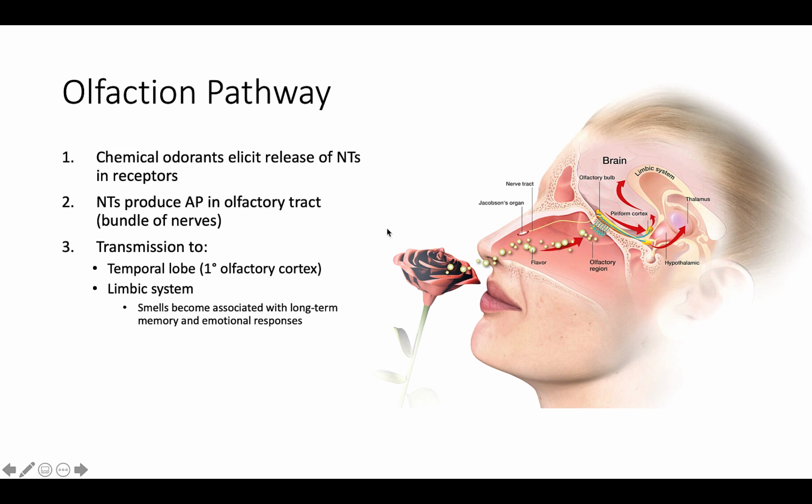So we have the chemical odorants eliciting the release of neurotransmitters in the receptors. The neurotransmitters are making an action potential in the olfactory bulb, and then thus the tract, which is that bundle of nerves. And the transmission goes on to the temporal lobe, your primary olfactory cortex. And it also goes to your limbic system. And so that's why smells can become associated with long-term memory and emotional responses, because part of your limbic system is that hippocampus that we talked about last week, which is associated with memory formation and learning.